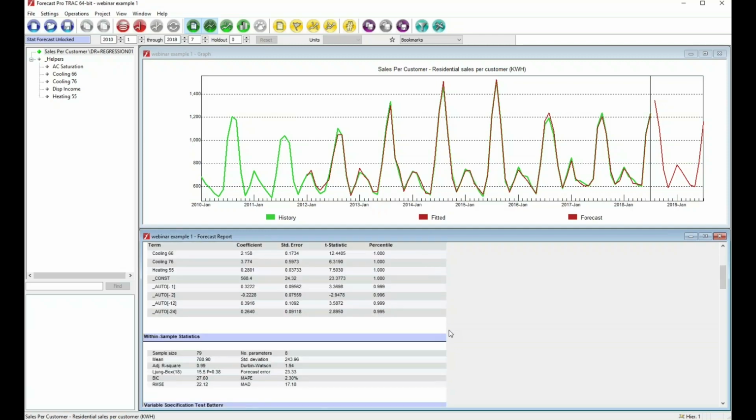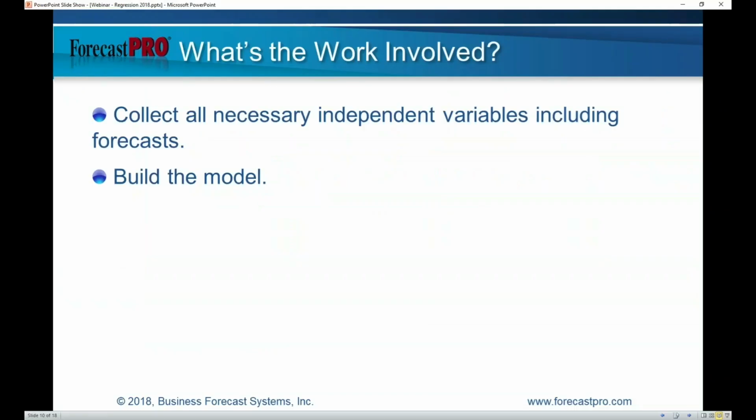So if I use automatic dynamics, then really what I'm doing is just concentrating on the variable specification, the independent variables. In this case, we had 5 of them to consider, and we ended up with the temperature variables and a very good forecast. It's fitting the data within a percentage point. So quite good. I'm going to go back to our slides for a second. And again, what was our work involved? Well, we had to collect these variables, including forecasts, and then we had to build the model.